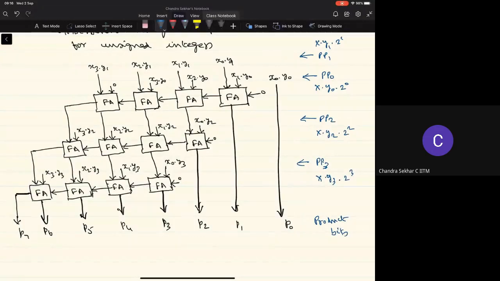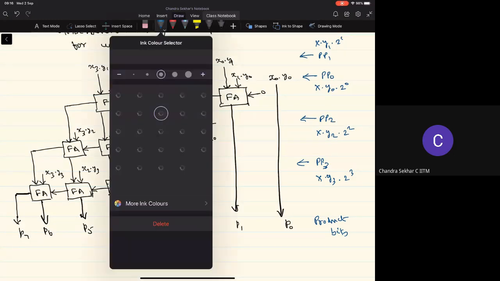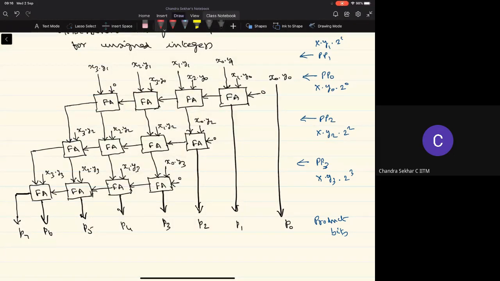Okay, when can all these product bits x j y i be available? It requires only one AND gate for each of those pairs of bits, right? So all these x j y i will be available after 1 tau, right? I'm not marking it for all the bits; you can mark them there.